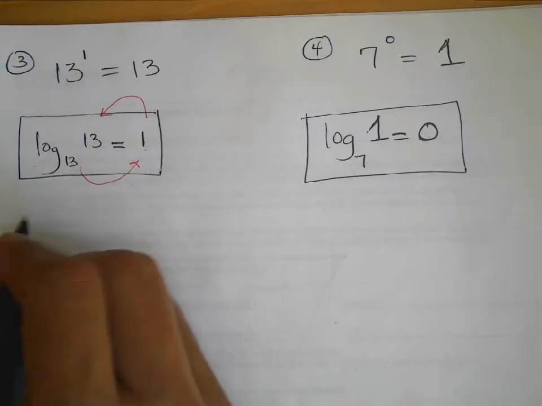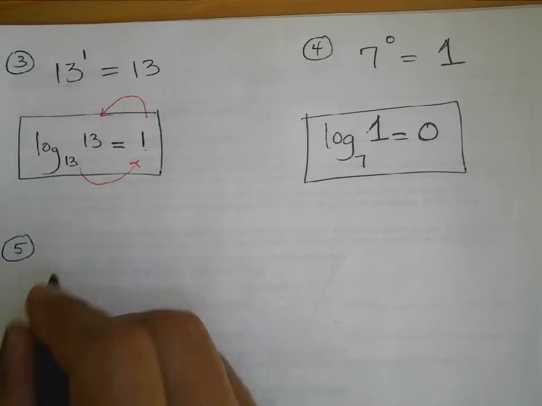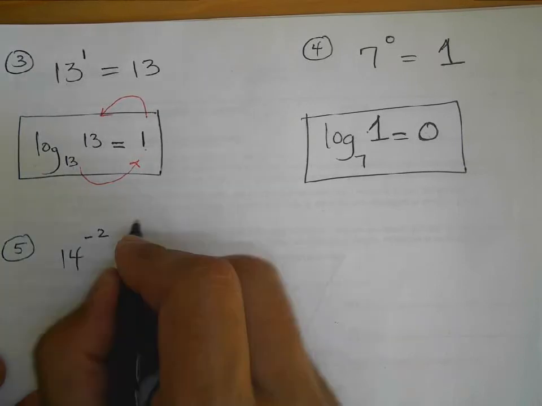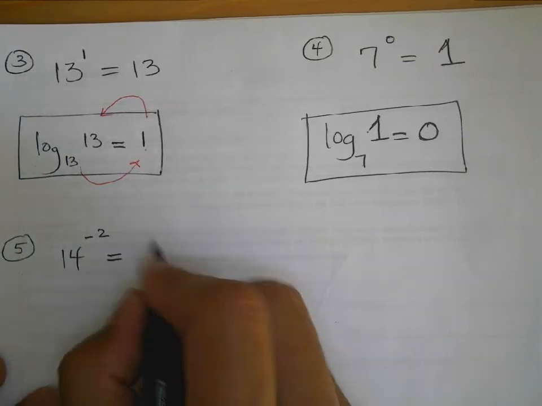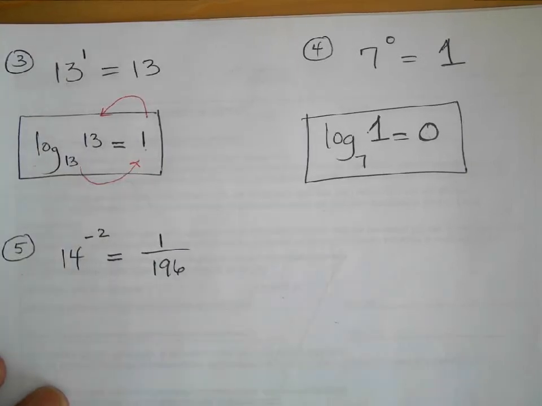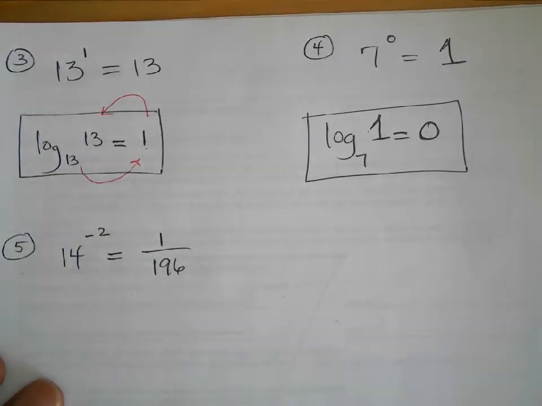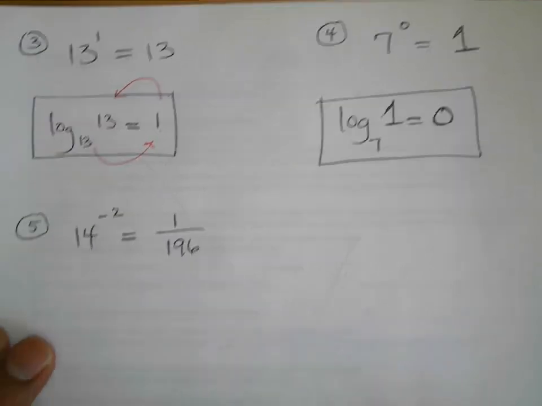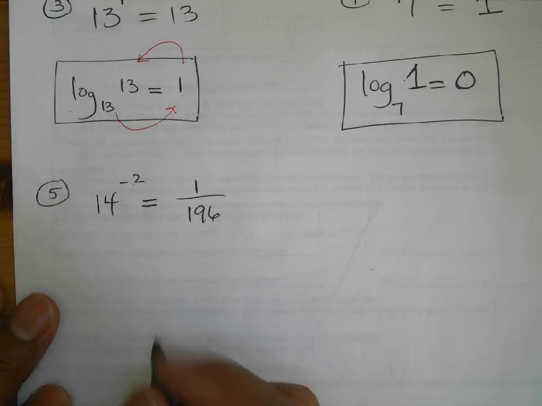Okay, 2 more for this first part. Number 5. 14. Now remember, we also had negative exponents. Again, you don't have to check this. This is already a true statement. 14 to the power of negative 2 is 196. You're just writing it, right? This is obviously exponential form. You're writing it in logarithmic form.